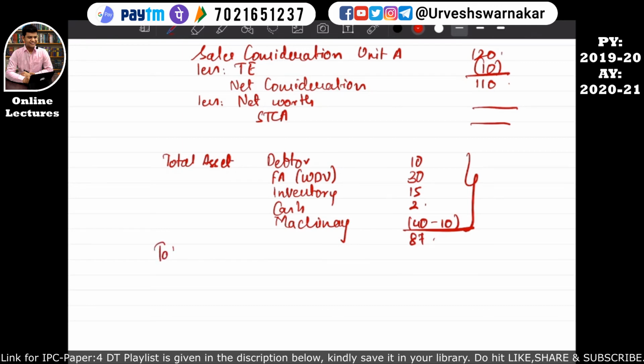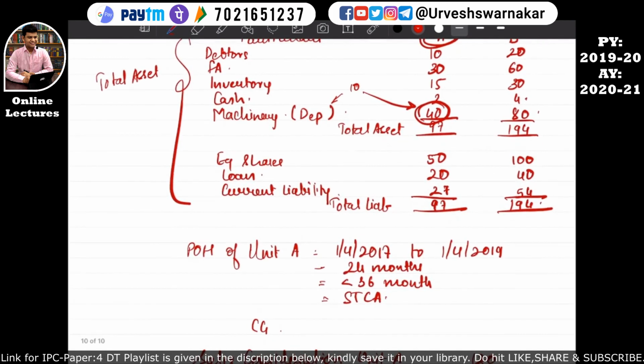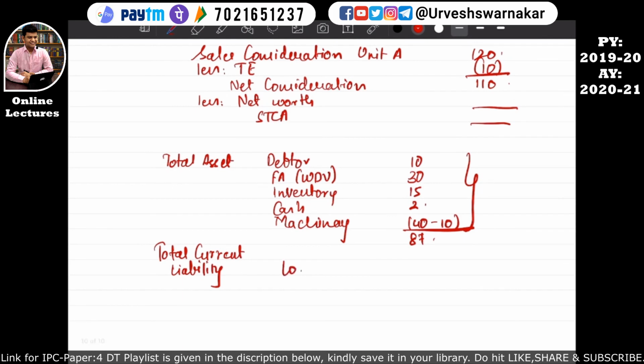So now let's calculate the total current liability. Let's come to the question. Here the details are given: equity shares, loan, current liability. They have specifically given us the current liability, and they have not given any detail about this loan. So we can assume anything. We can assume this loan as current liability, or we can assume this as non-current liability. So we are assuming in this case this loan as current liability, not non-current liability. So the total current liability is equal to loan 20 and current liability 27, which is equal to 47. So the net worth is equal to total assets minus total current liability, which is 87 minus 47, which is equal to 40. I hope this is quite clear.